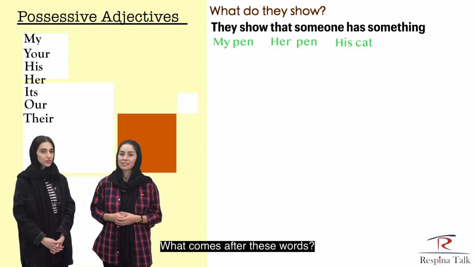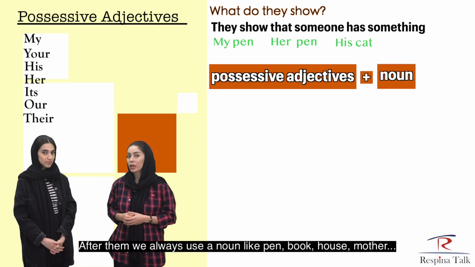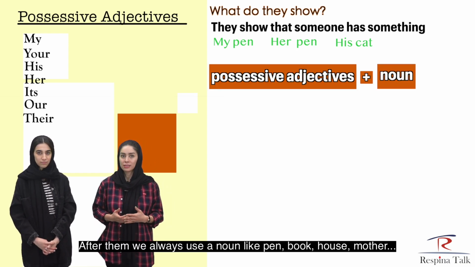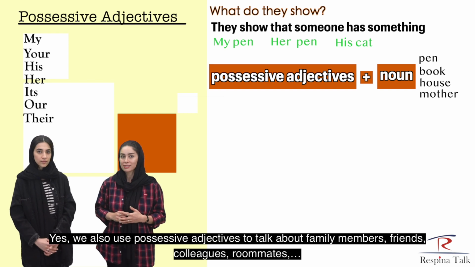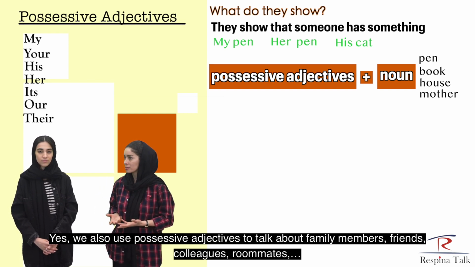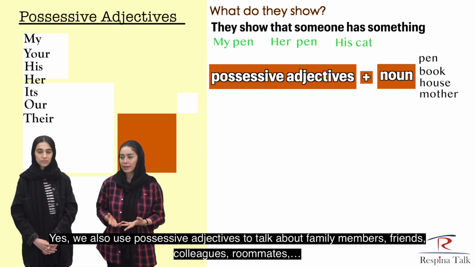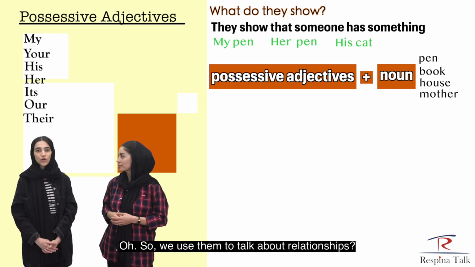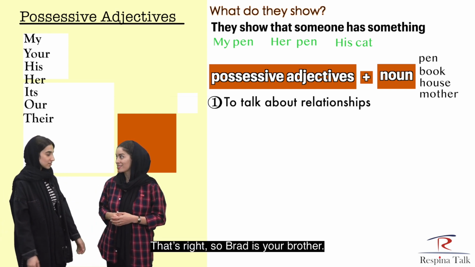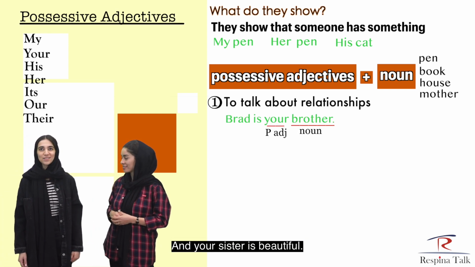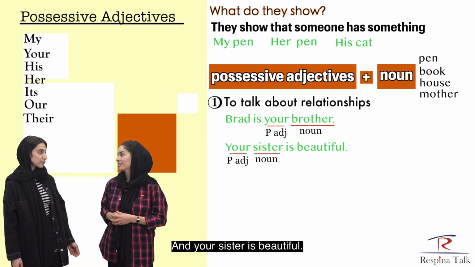What comes after these words? After them, we always use a noun, like pen, book, house, mother. Mother? Yes, we also use possessive adjectives to talk about family members, friends, colleagues, or roommates. Oh, so we use them to talk about relationships. That's right. So, Brad is your brother. And your sister is beautiful.